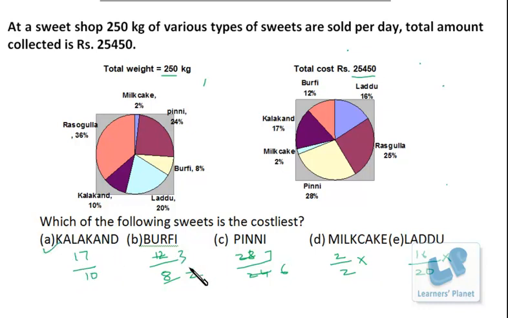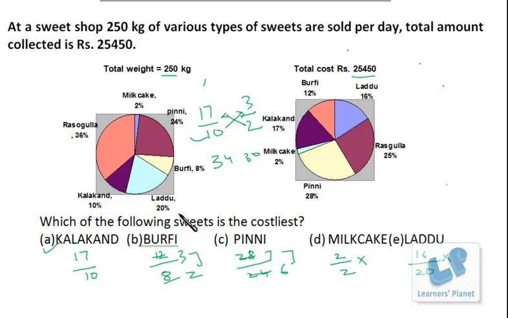Here in this case these two are improper fractions, so do not go for the difference, right? If you want to compare with the difference, then the fraction should be proper. So here the fractions are improper, so go for cross multiplication. So 3 by 2 is greater than 7 by 6, and out of these two, 17 by 10 is greater, right? 17 by 10 and 3 by 2. So it's 34 and it is 30. So it's greater. So Kalakand is the costliest.